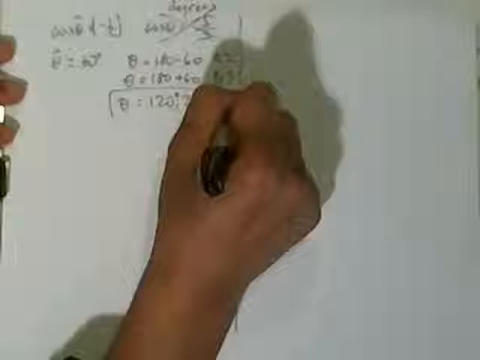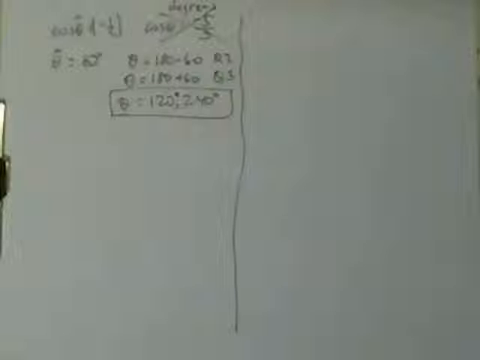Do I want to check my work on this? What happened on this problem? 34. Did I square anything? No, I didn't square anything. I don't have to check my work. You can if you want. It's a really nasty problem, so I'm not going to check my work. 34. 38.